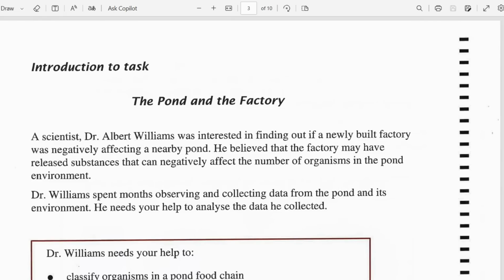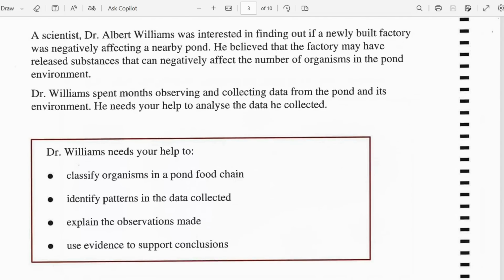A scientist, Dr. Albert Williams, was interested in finding out if a newly built factory was negatively affecting a nearby pond. He believed that the factory may have released substances that can negatively affect the number of organisms in the pond environment. Dr. Williams spent months observing and collecting data from the pond and its environment. He needs your help to analyze the data he collected.